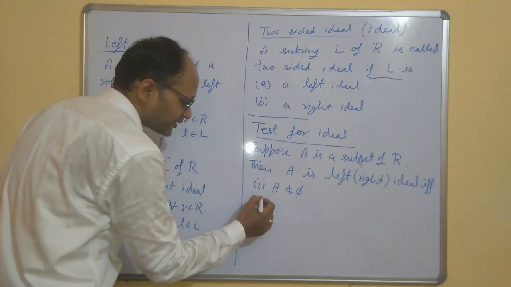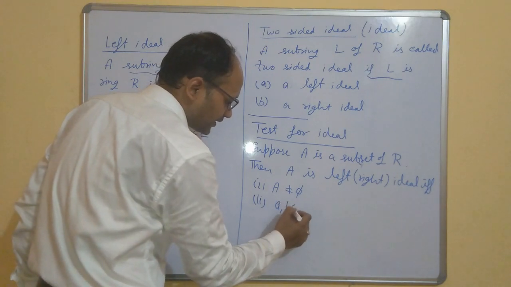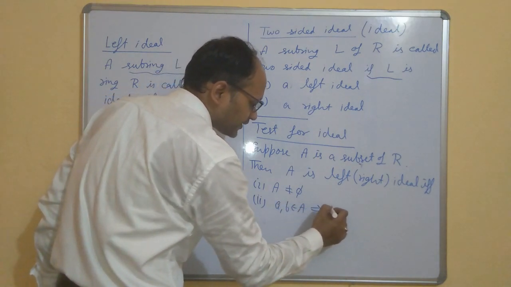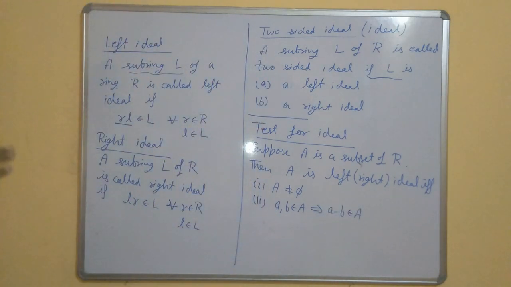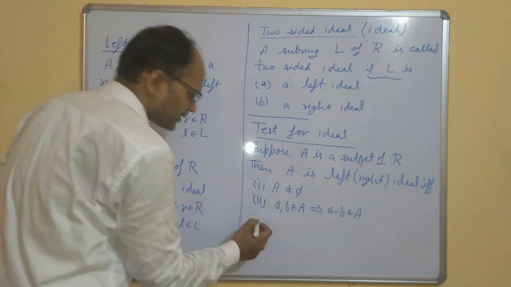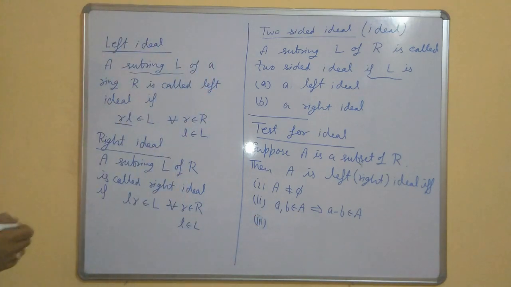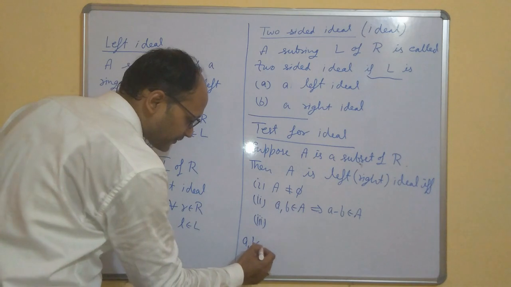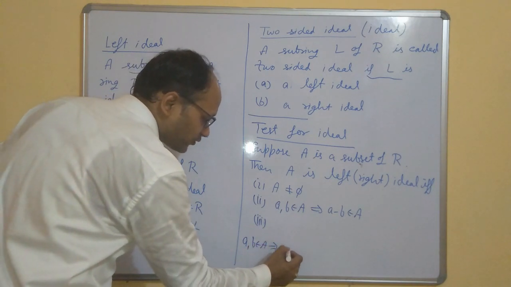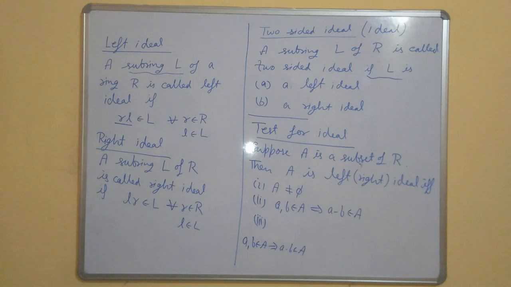So let me write the condition for subgroup test. a, b in A should imply a minus b belongs to A. So in this way (A, +) is a subgroup. By these two conditions (A, +) is a subgroup. Third condition: (A, ·) should be a semigroup. So if we take two elements a, b in A, that should imply a into b should be in A. That is a condition for semigroup.